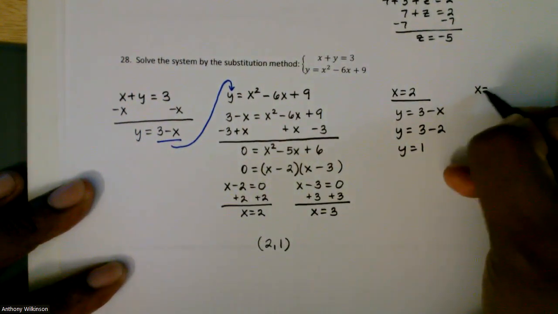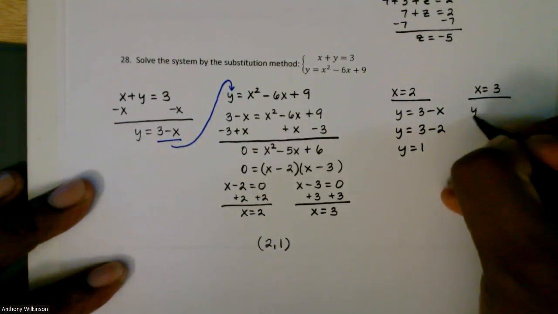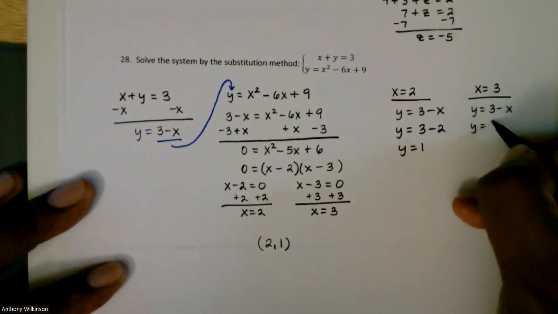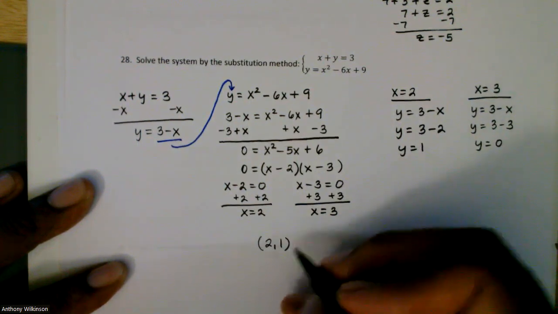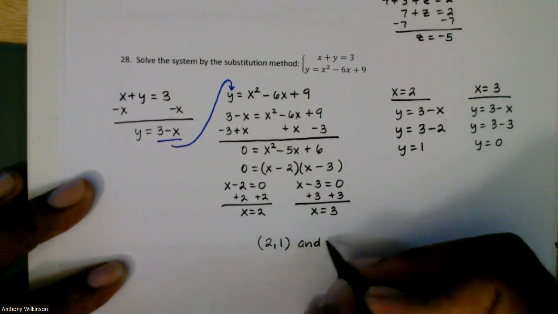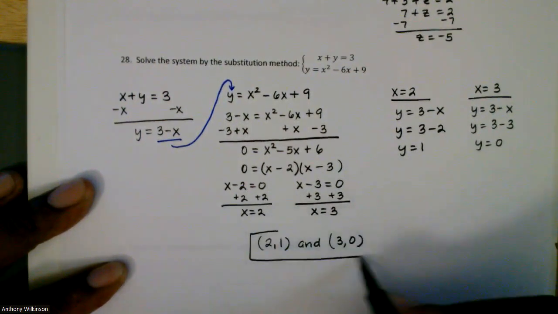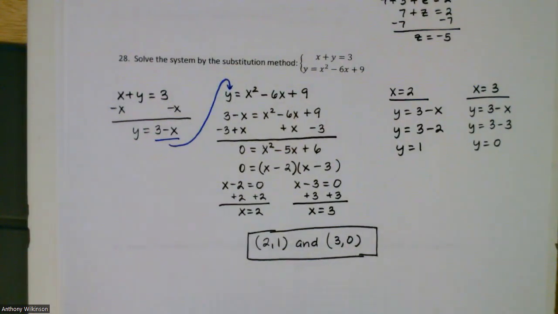And now for x is equal to 3, I'm going to use y is equal to 3 minus x again. So I'll substitute the x with 3, so I have y equal 3 minus 3. That will be 0. So my other ordered pair would be 3, 0. So these two represent the ordered pairs that satisfy the system, or this nonlinear system, I should say.